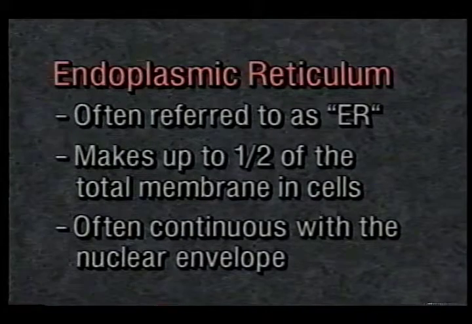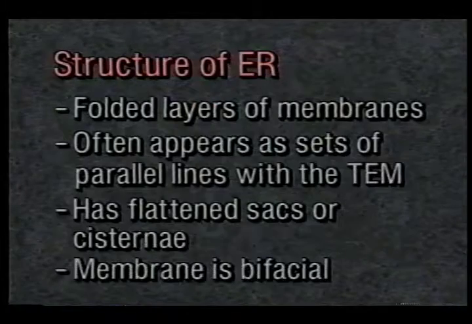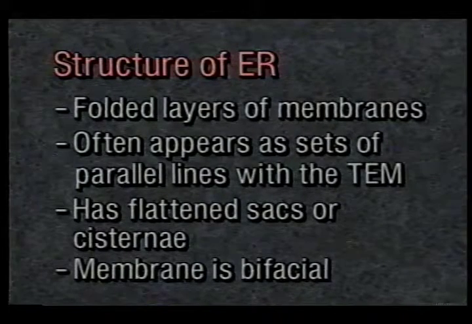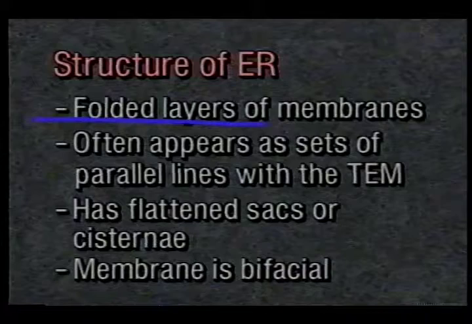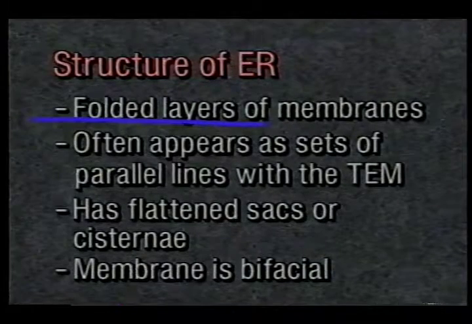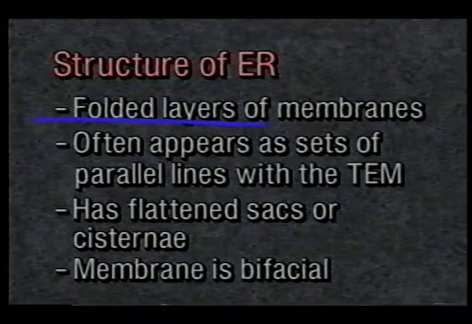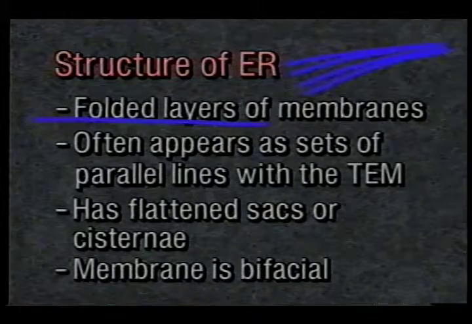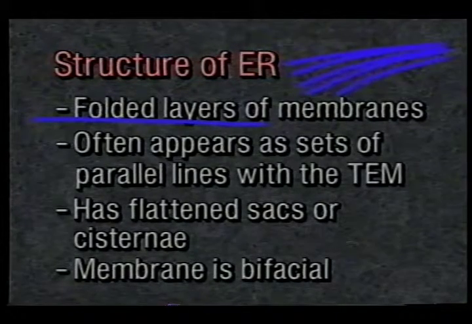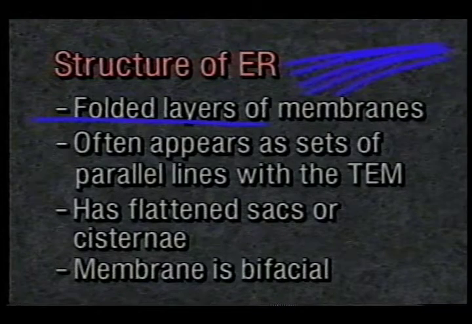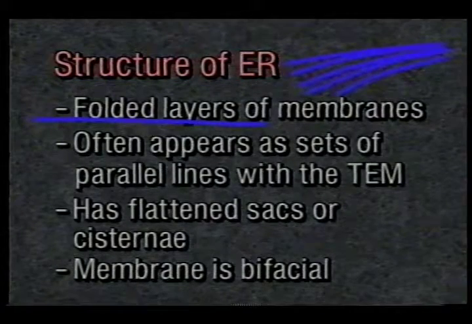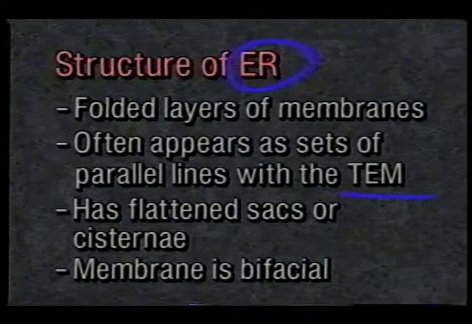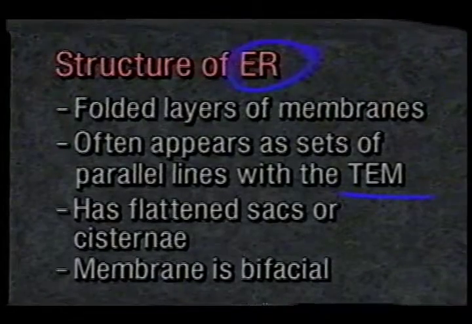Okay, if we forward to the next still, hopefully that's been up there long enough. In terms of structure of the ER, it's basically a bunch of folded membranes. So when you take a look at this with the TEM and so forth, you very frequently see a series of parallel lines, and this is the membrane lined up on top of itself. So if you run into a bunch of parallel line type things and you're looking at it with the TEM, basically ER, that's what you're going to have.